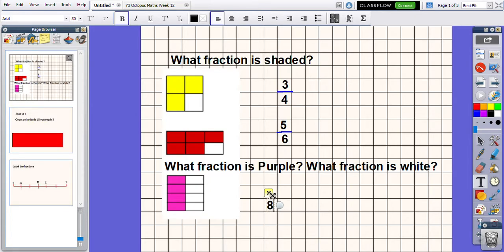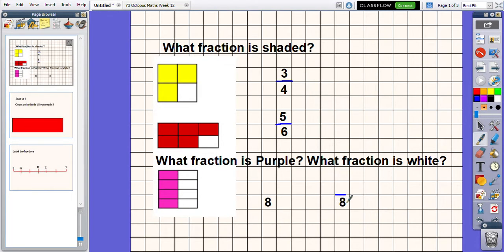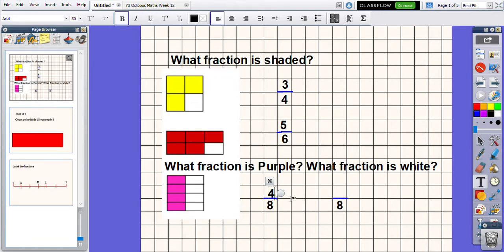So let's put the 2 8s in. There we are. Now then, we need to see how many are purple and how many are white. 1, 2, 3, 4. So 4/8 are purple, and then 4/8 are also white. Bonus points to anyone who can tell me what the equivalent fraction is for this question. We'll reveal it at the end.